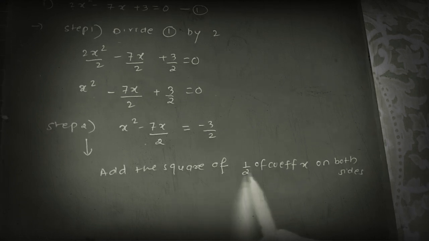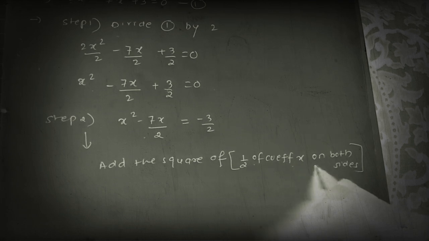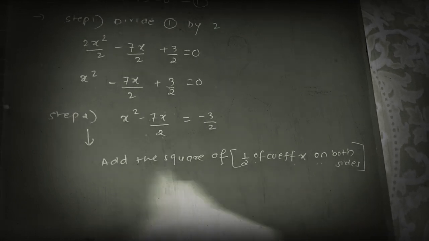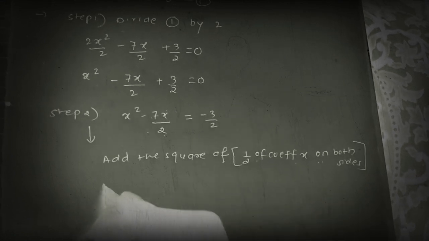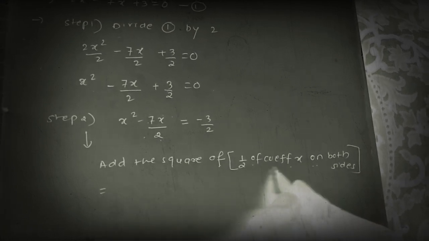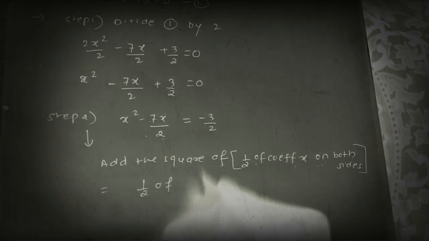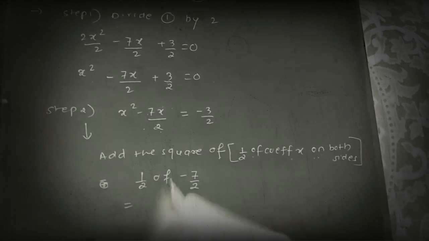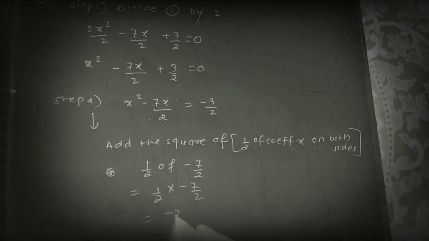So add the square of half of the coefficient of x on both the sides. What is the coefficient of x here? Minus 7 by 2. So add the square of half of the coefficient of x. We'll do this first, and find out half of the coefficient of x, which is minus 7 by 2. So half of minus 7 by 2 is minus 7 by 4.